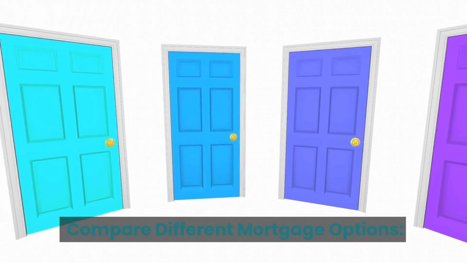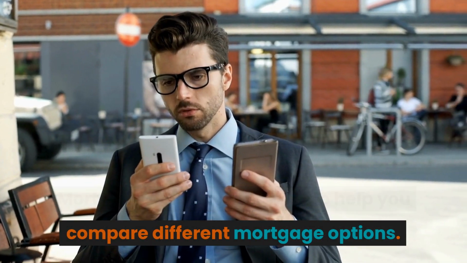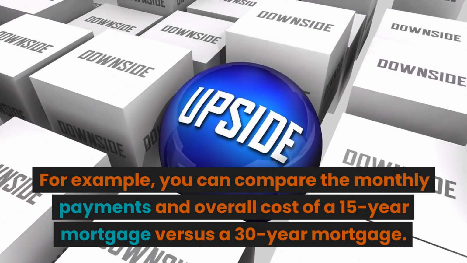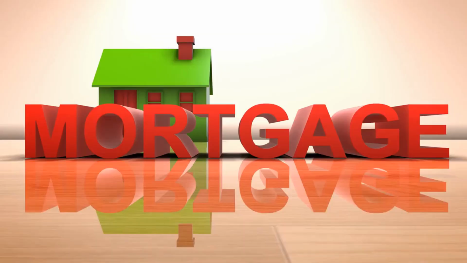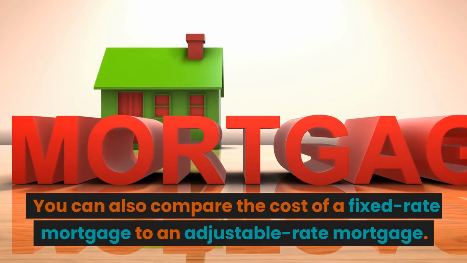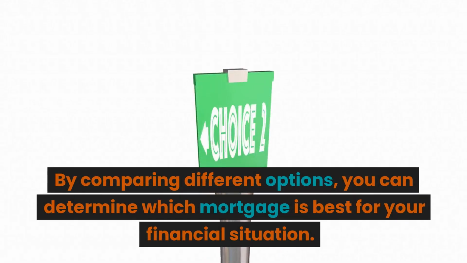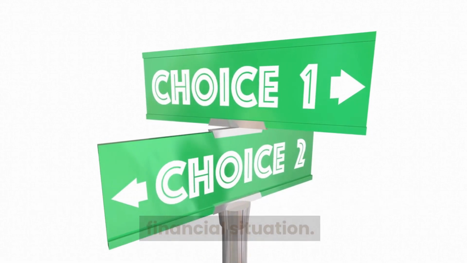Compare different mortgage options. Mortgage calculators can also help you compare different mortgage options. For example, you can compare the monthly payments and overall cost of a 15-year mortgage versus a 30-year mortgage. You can also compare the cost of a fixed-rate mortgage to an adjustable-rate mortgage. By comparing different options, you can determine which mortgage is best for your financial situation.